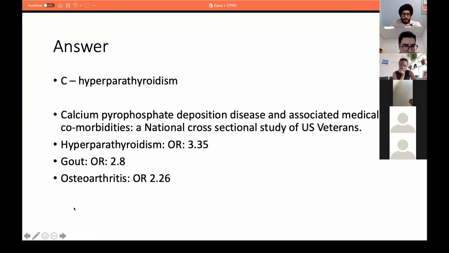We found this out by a study that was done at the VA, a national cross-sectional study of US veterans, right? The odds ratio of hyperparathyroidism being associated with CPPD was 3.35. This was the highest, followed by gout, and then osteoarthritis. So those were the highest. But then again, hypomagnesemia is not a bad answer either. We know there is an association there.